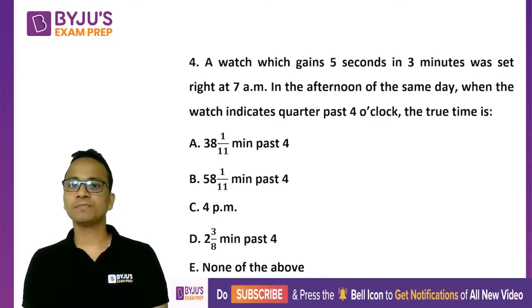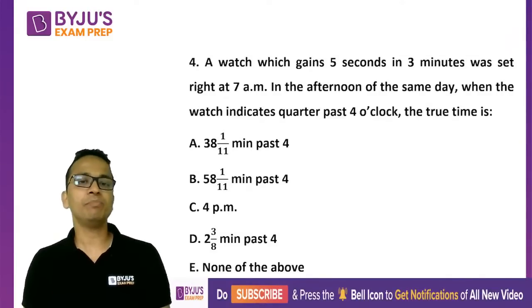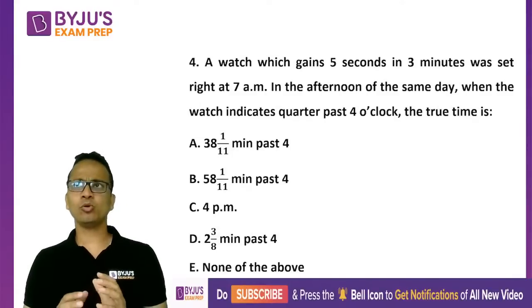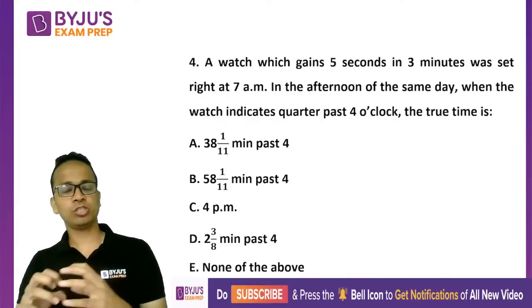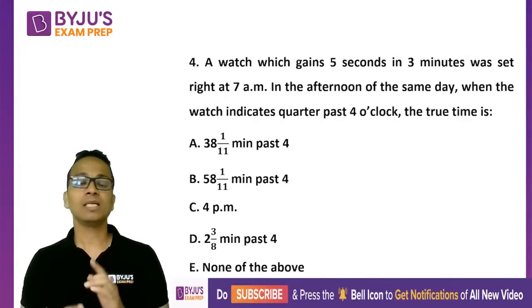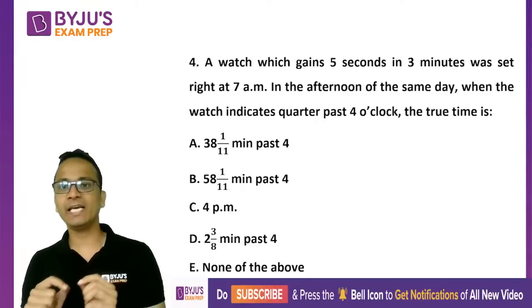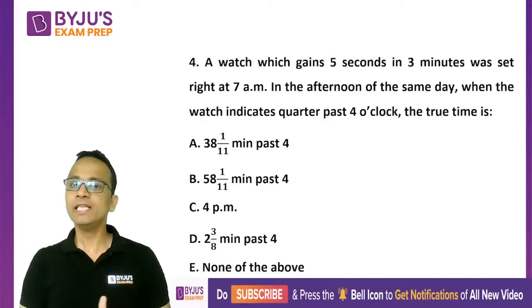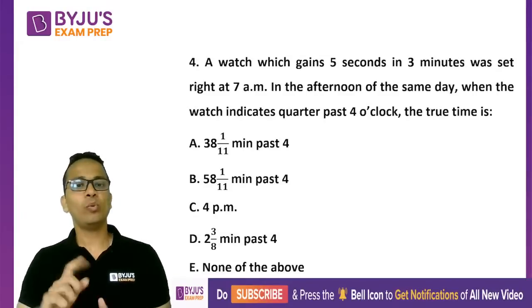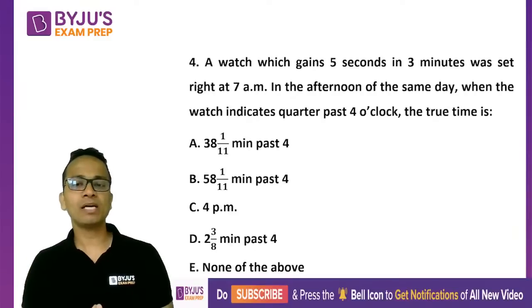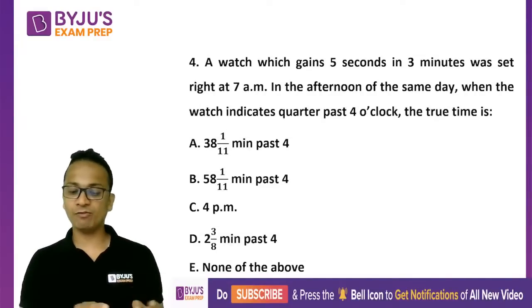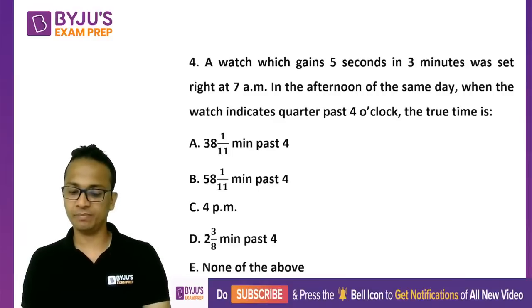A watch gains 5 seconds in 3 minutes and was set correct at 7 a.m. So if the correct time is 7 a.m., this watch is also showing 7 a.m. This clock gains 5 seconds in every 3 minutes. The question is, in the afternoon of the same day, when the watch indicates 4:15, you have to find out the true, correct time.